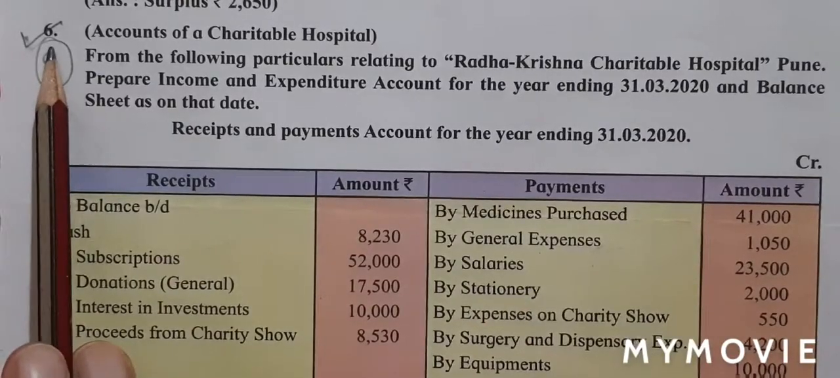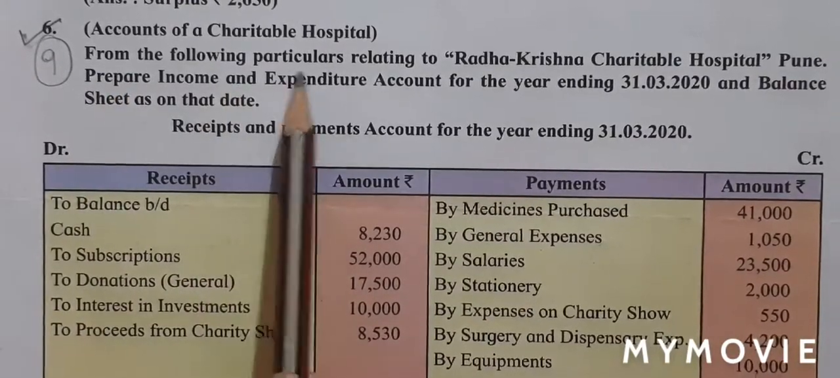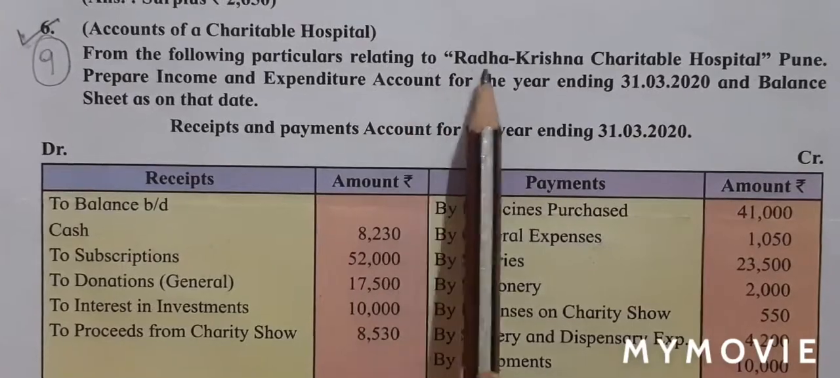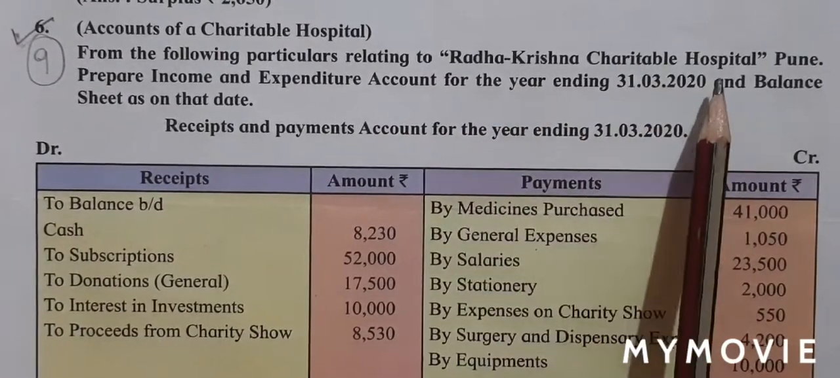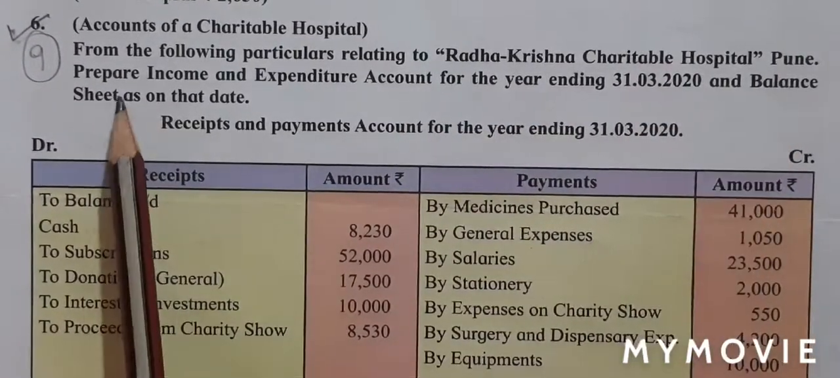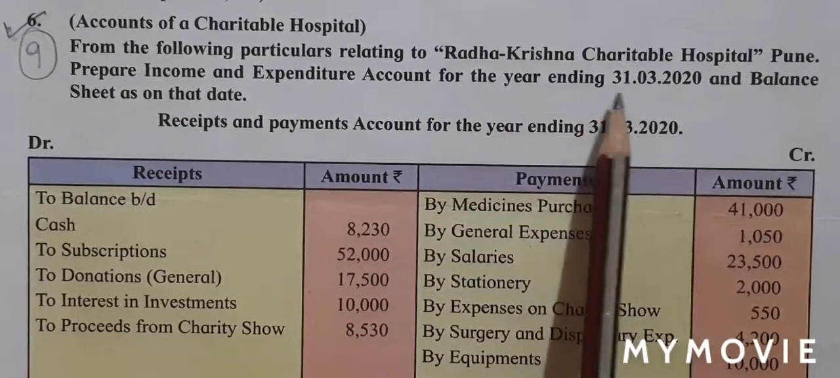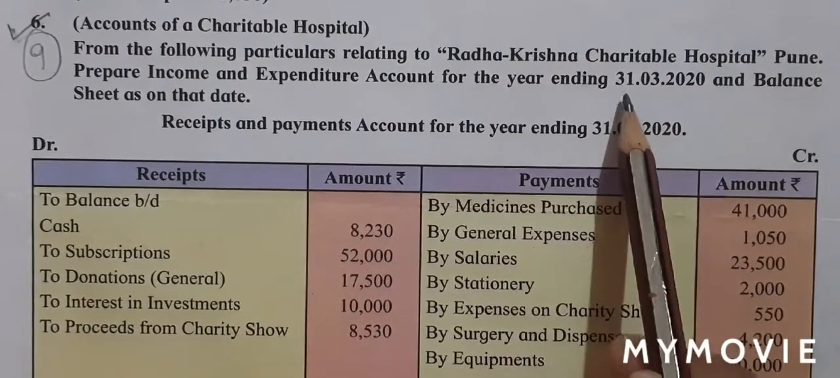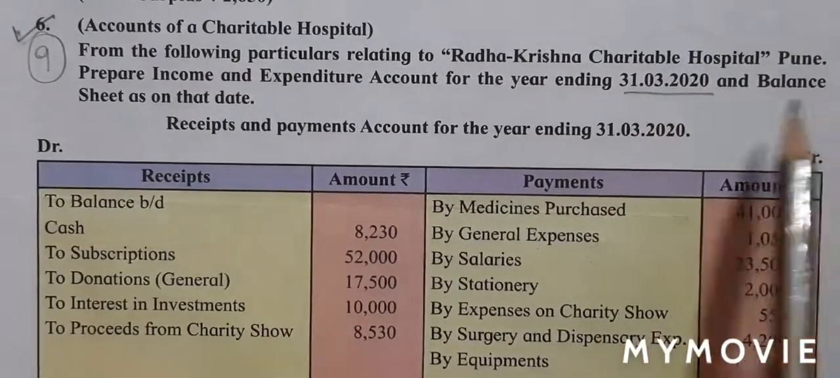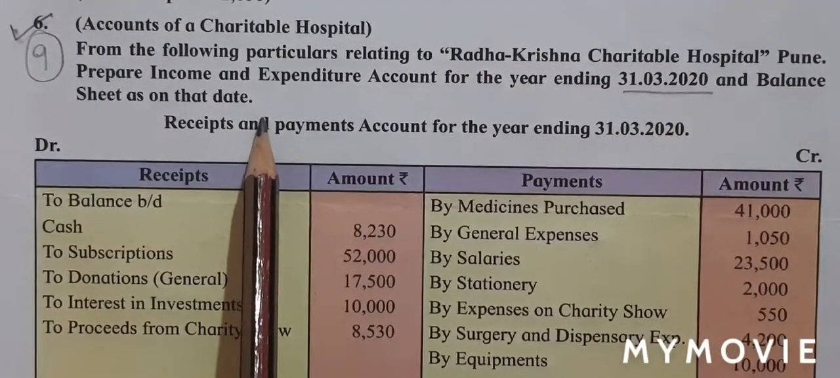Question number 6. From the following particulars relating to Radha Krishna Charitable Hospital, Pune, prepare income and expenditure account for the year ending 31st March 2020 and balance sheet as on that date.